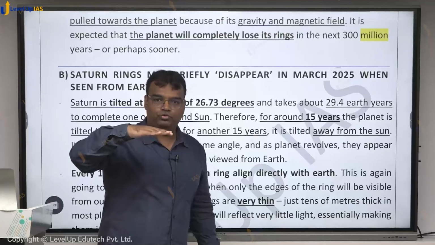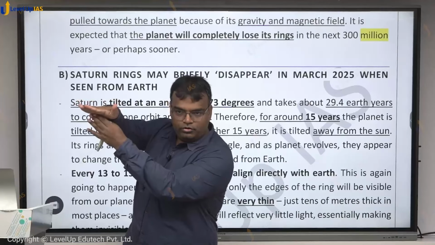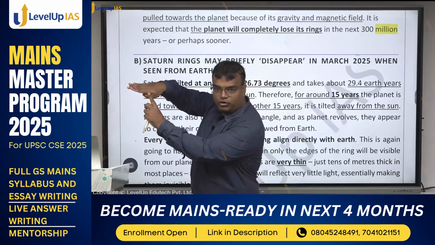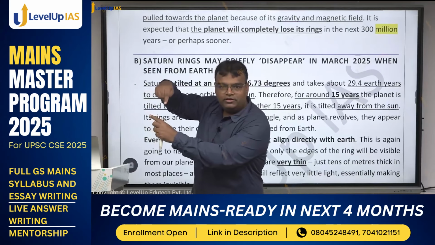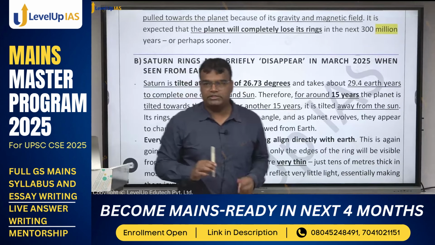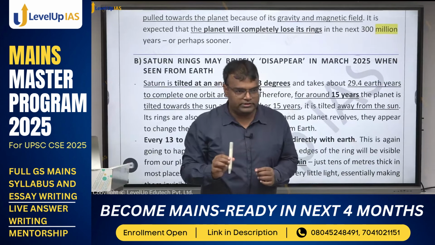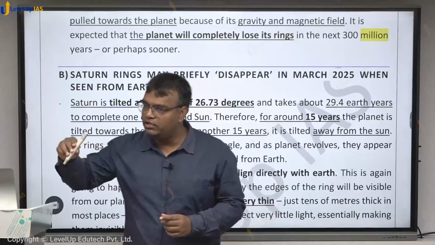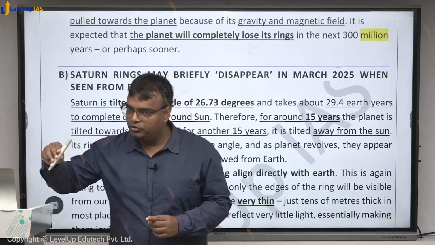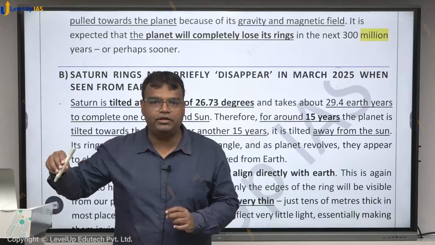Look, in order to see the ring, you are looking at it like this. But if you're only able to see this edge, then you will not be able to see the ring. So look, what happens is Saturn takes around 30 years to revolve around the Sun. Earth takes 1 year to revolve around the Sun. Now Saturn is also inclined at a particular angle. So roughly every 15 years, what happens?